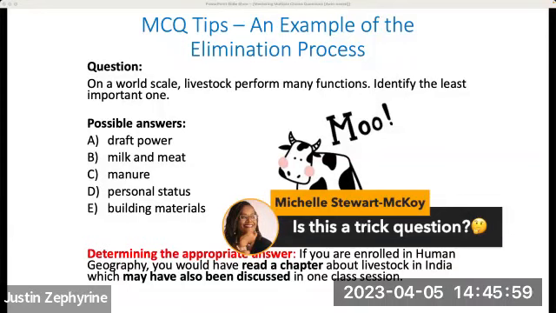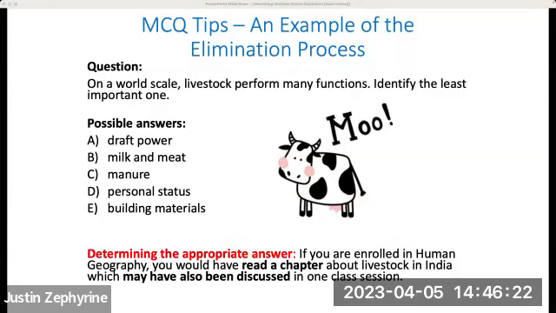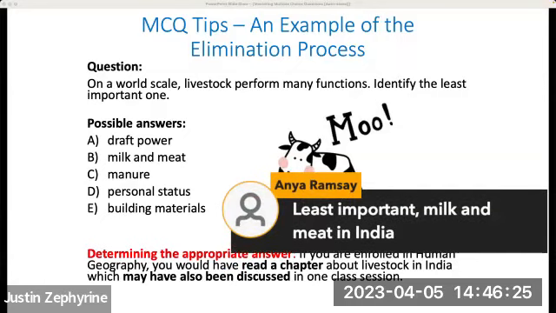No, think of it like this. Remember I said that multiple choice questions are full of imposters and distractors. So some things in there help to deter you or distract you from the real answer. So you sometimes have to know that you know. And even if you don't know, you kind of go through a process of elimination, so to speak. All right. So I see we have some other responses. I see Anya said, least important is milk and meat in India. Okay, Anya, why did you say that? Why do you think that's least important in India?